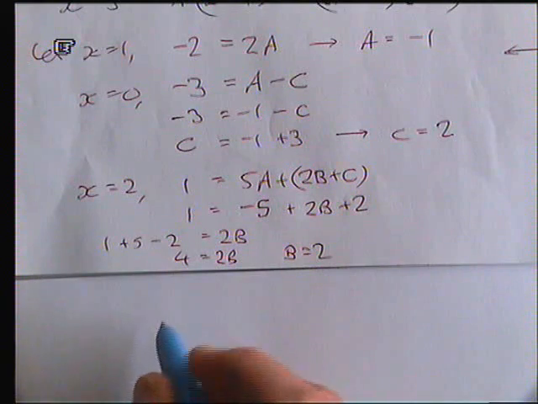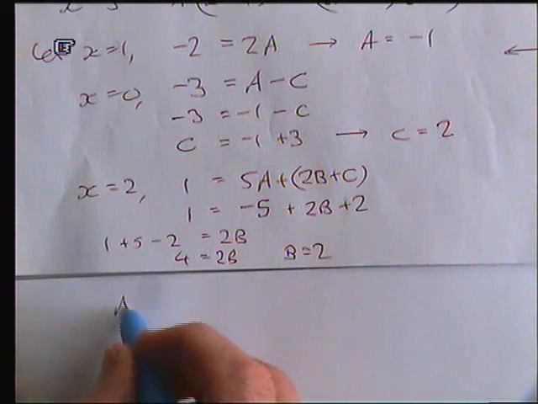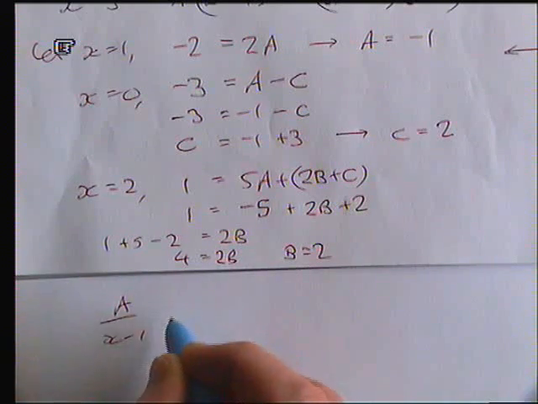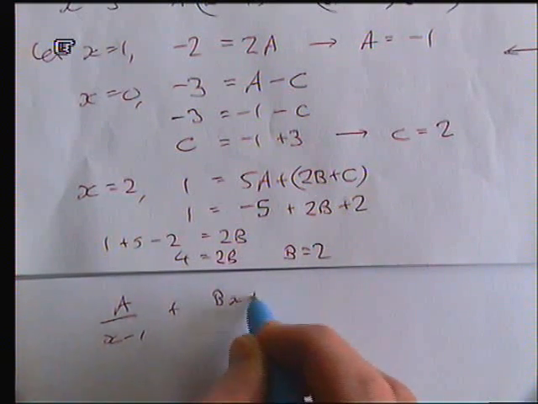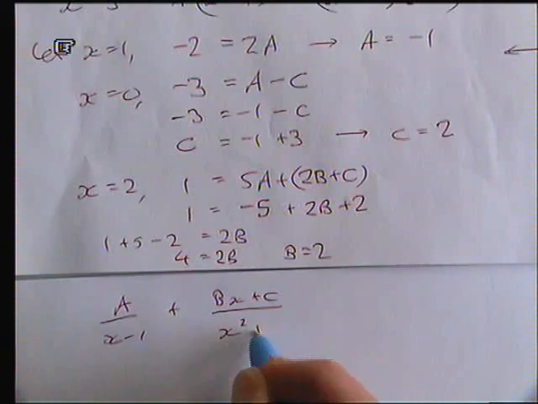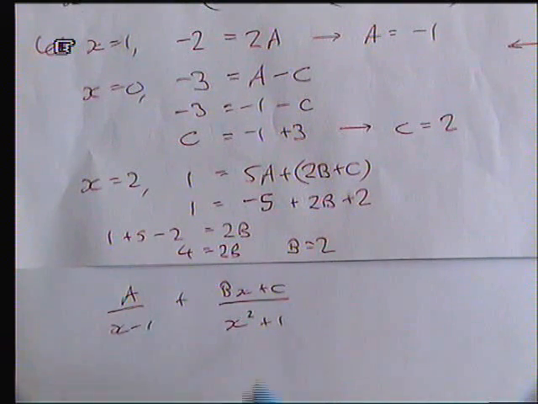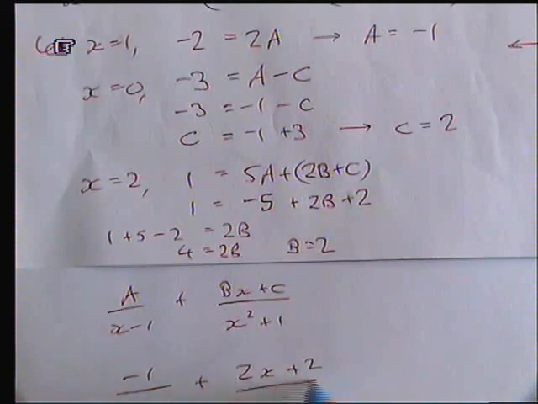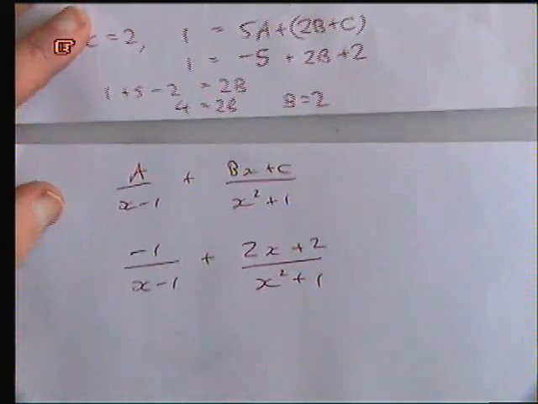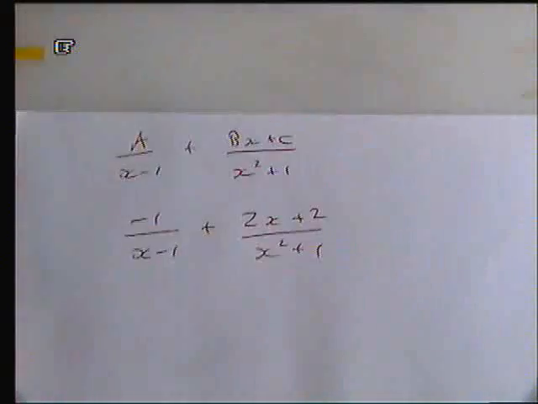Okay, so the original question I was getting a, just write this down again so we can see it, plus bx plus c. That was what I was aiming for, had earlier. So I can now stick my values in. A is minus 1, b was 2, and c was 2. So that's what I can get.